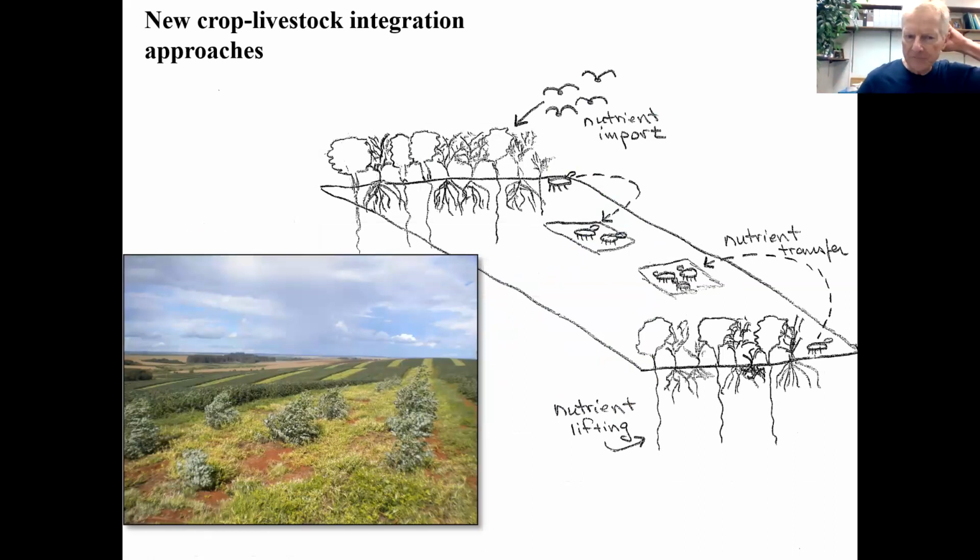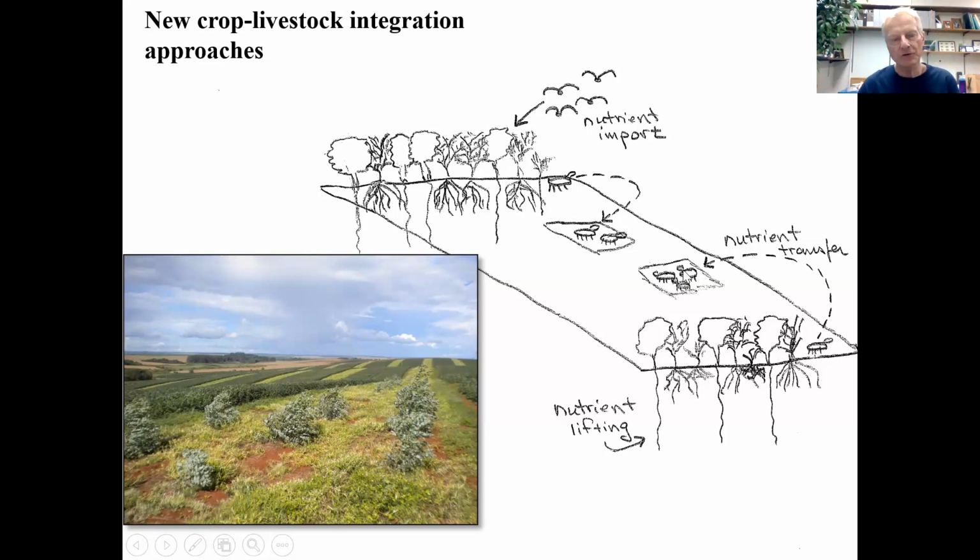And so this is a picture on the bottom left from Brazil, and they're doing strip cropping with agroforestry. And this got us thinking, what about if we put animals in these strips and had them graze while we were growing this timber, and then moved them into the cropland and had them spend the night and transfer the nutrients from the tree line into the field?